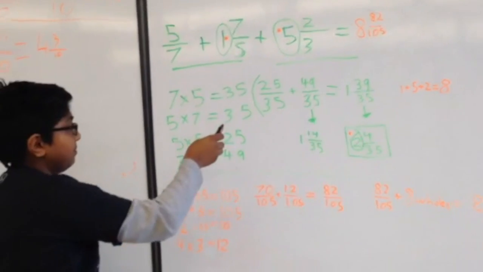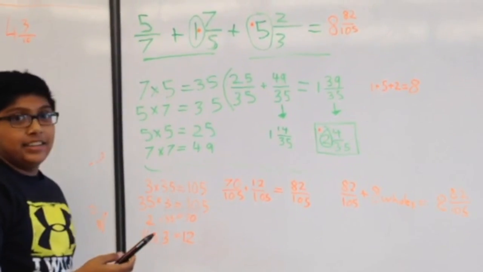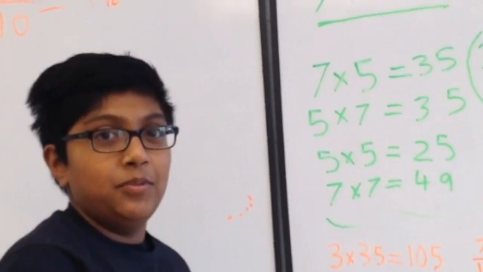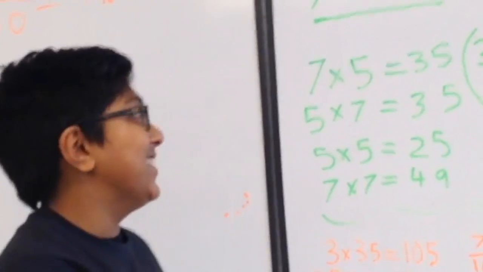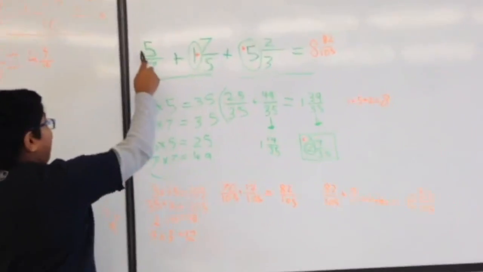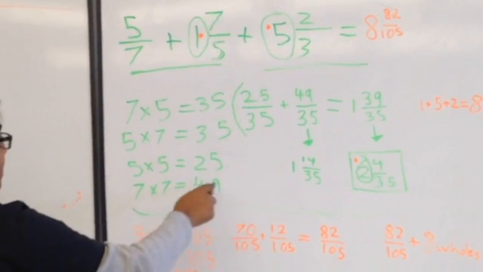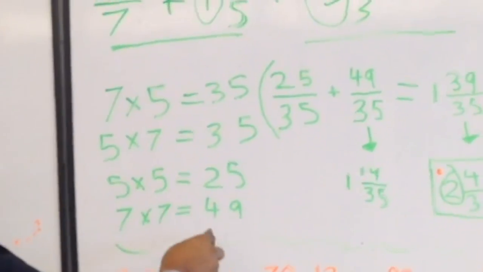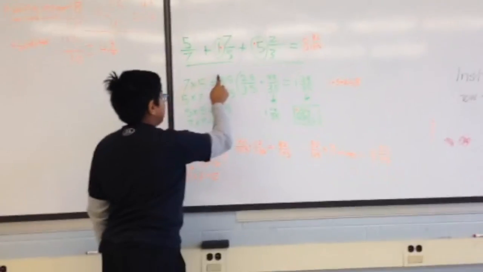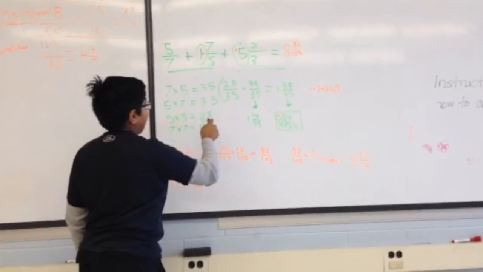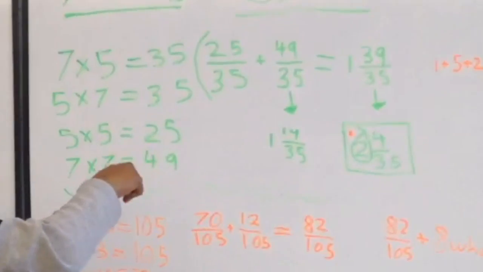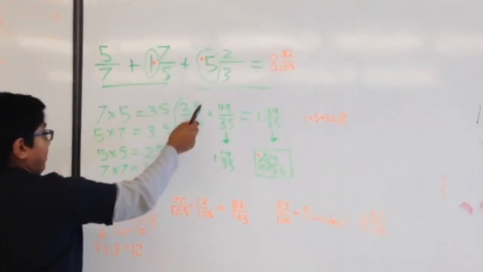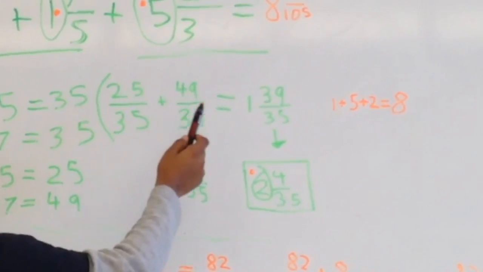35 as well. So when you're adding fractions, whatever you do to the bottom, you do to the top. So I'm going to multiply 5 by 5, which equals 25, and multiply 7 by 7, which equals 49. So this is my common denominator, 35, and this is my part of the fraction. So 25 over 35, 49 over 35.